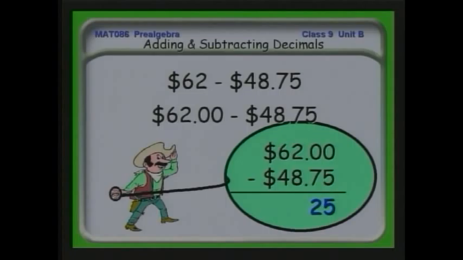10 minus 5 is 5. Borrowed the 1 from that, so 9 minus 7 is 2. Borrowed the 1 from the 2, so 11 minus 8 is 3. I've borrowed 1, so 5 minus 4 is 1. And I have to remember to put in that dollar sign, and the result is $13.25.